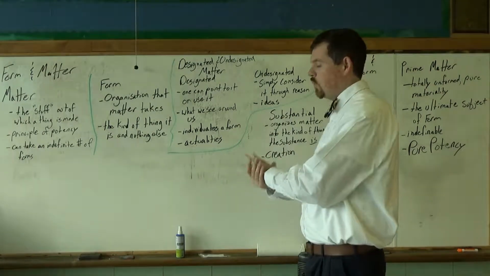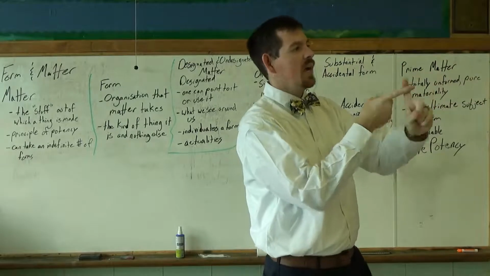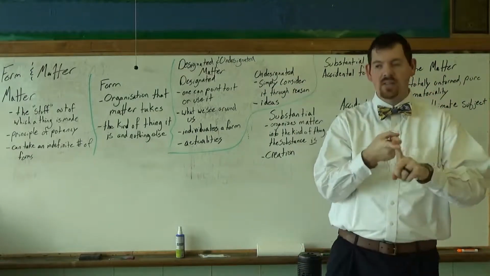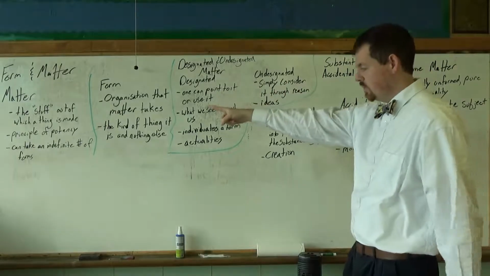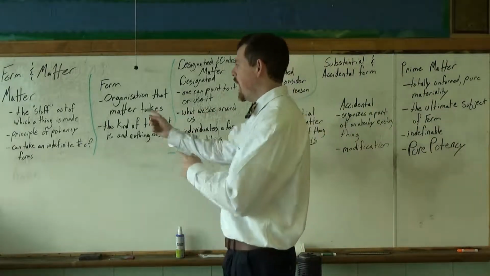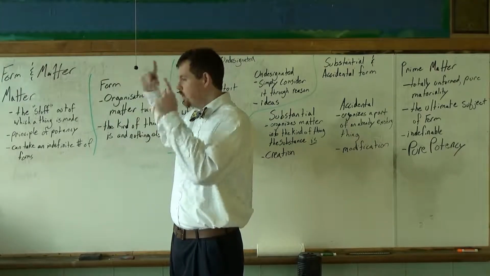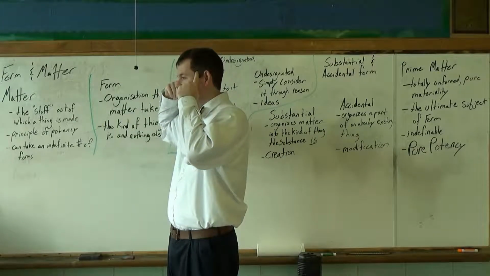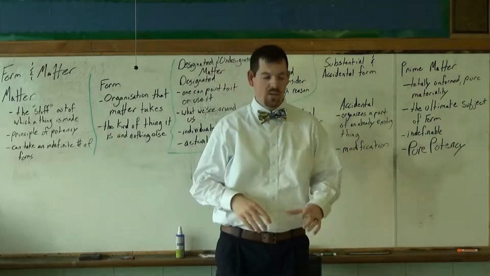Today we're going to be talking about form and matter. We talked about the hierarchy of being, essence and existence, substance and accidents. Now we're going to talk about form and matter. So, matter is the stuff out of which a thing is made. Right? Stuff. That's what I want you to think about when you think of matter. Stuff. Okay? It is a principle of potency.